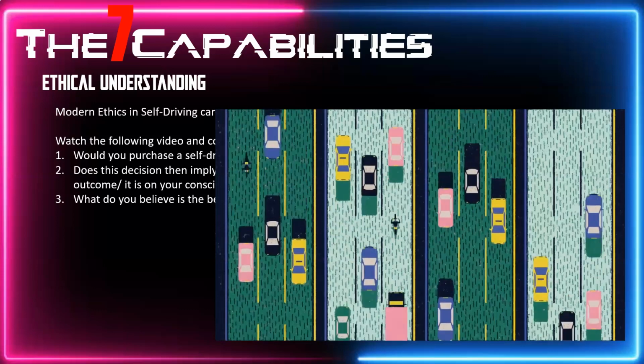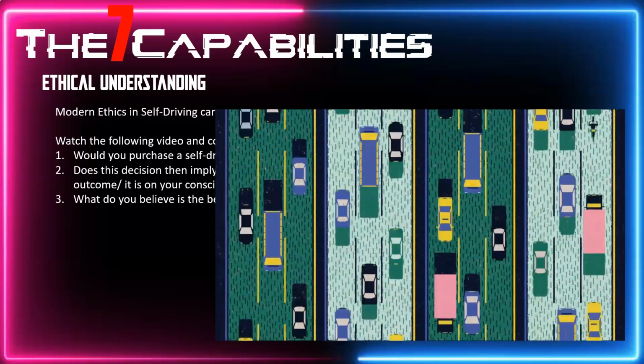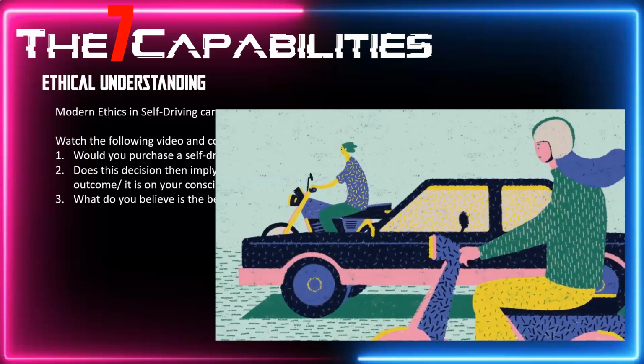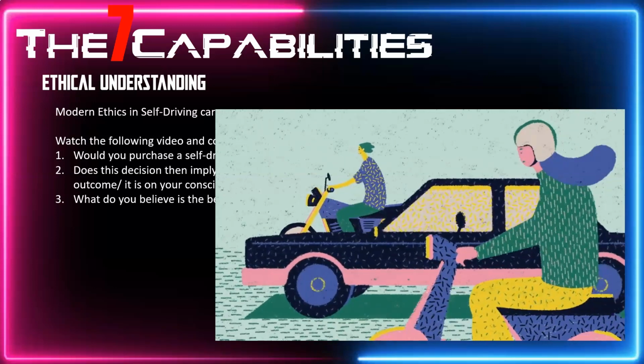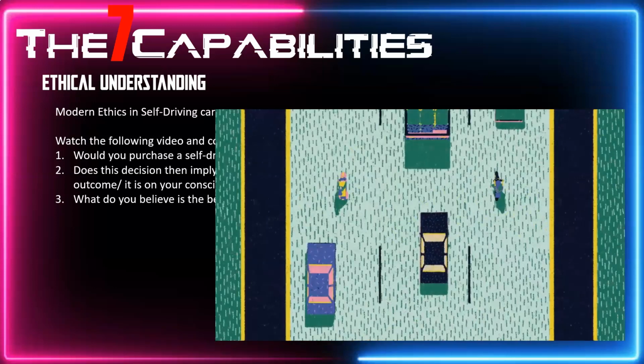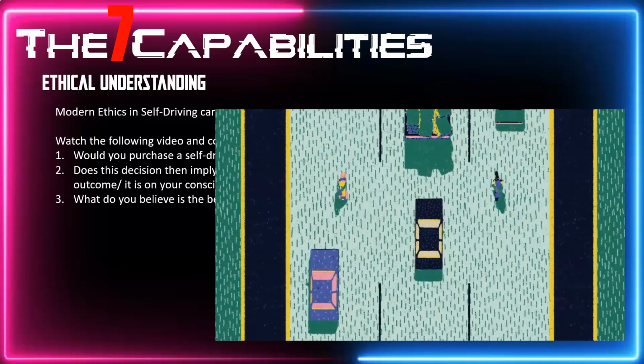For example, let's say we have the same initial setup, but now there's a motorcyclist wearing a helmet to your left and another one without a helmet to your right. Which one should your robot car crash into?